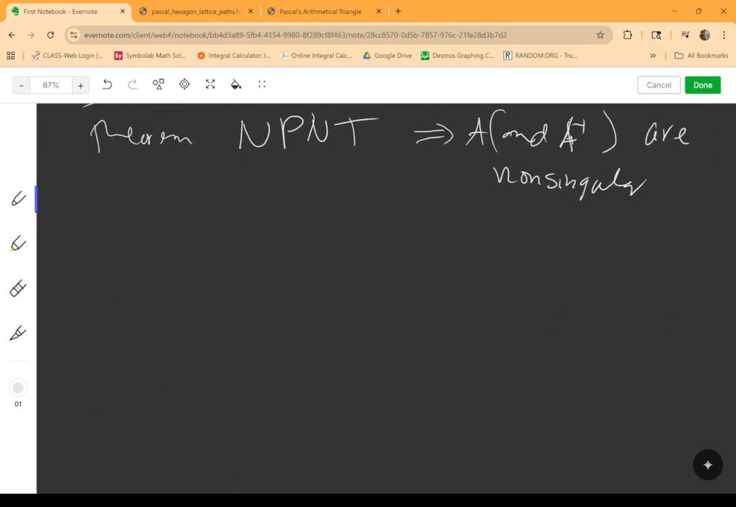All right. Now let's take a look at the other direction. So here we start on the other side, right? If A is non-singular, then A is invertible.